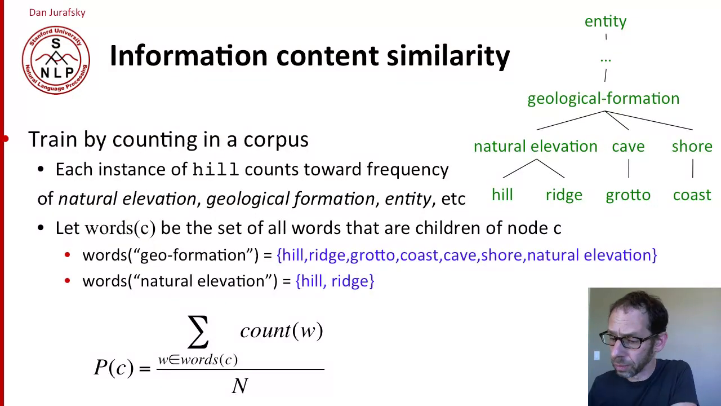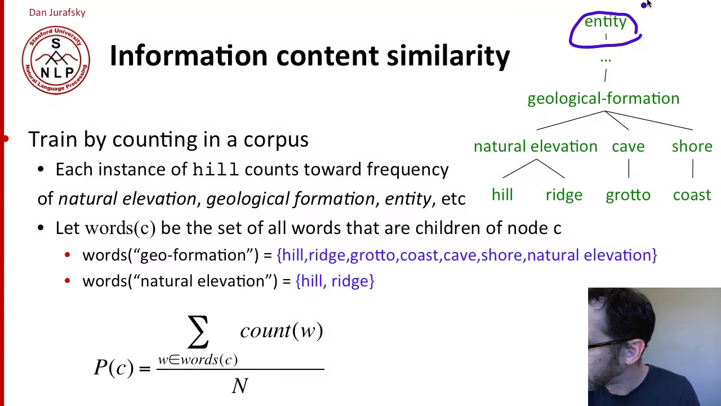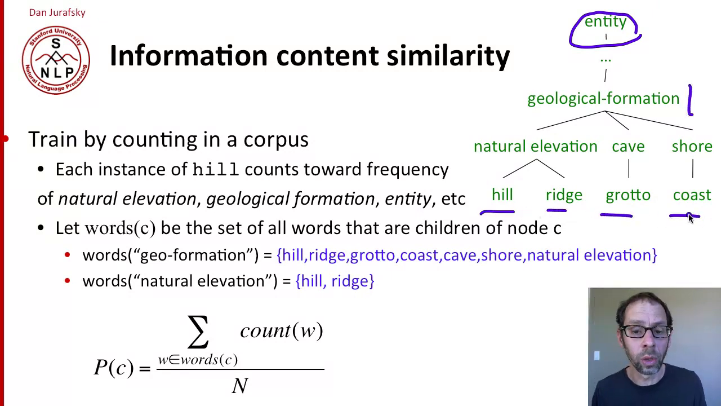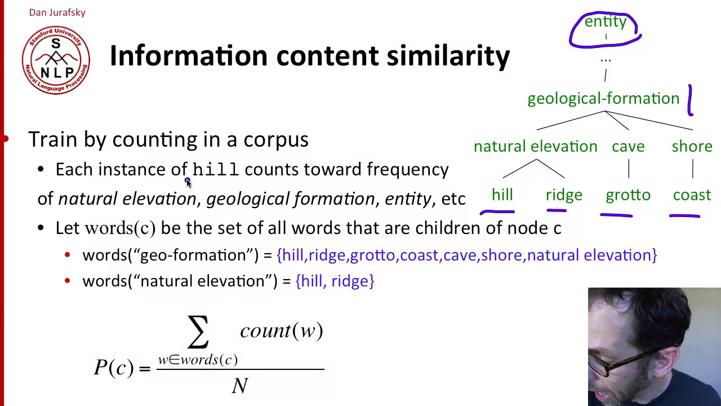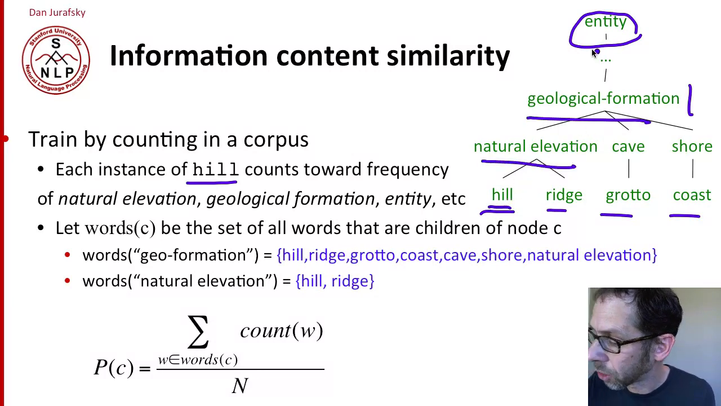Let's see how that works. So here's a little piece of a hierarchy. We've got entity here. There's actually something above this hierarchy in the top. And then we have entity, then we have down to geological formation, and then some leaf nodes, hill, ridge, grotto, coast, and so on. And we're going to train information content similarity first by training a probability, P of C. And every instance of a word like hill counts toward the frequency of all of its parents, of itself obviously, but also natural elevation, geological formation, all the way up to entity.